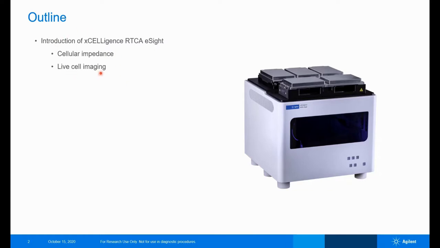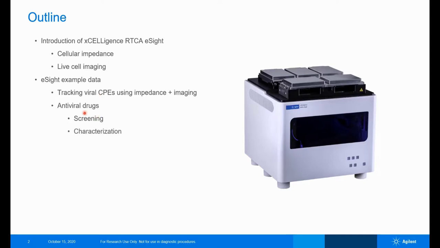Once I've described these two functionalities, I'll then move to a section where I focus on eSight example data, and I'll do this in three different parts. First, I'll look at tracking viral cytopathic effects using this combination of impedance plus imaging. In the second part, I'll look at applying the assay in the context of antiviral drug research. We'll look at a screening step where you're simply trying to determine which drugs within a library have any antiviral activity. And then I'll move to a characterization step where we take hits from the library and characterize them in more detail using IC or EC50 values.